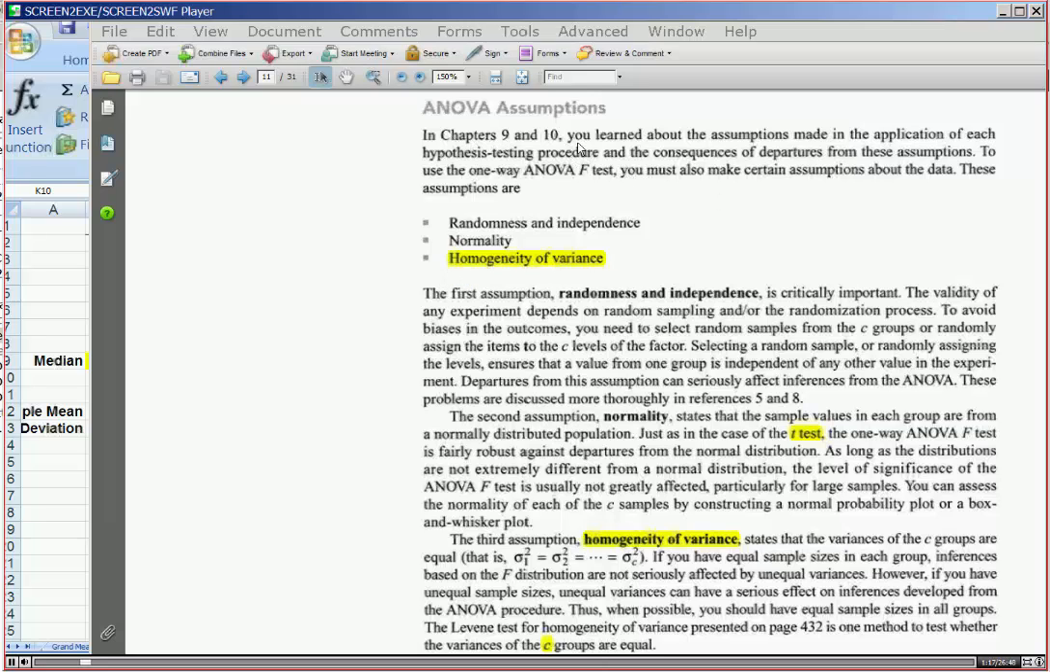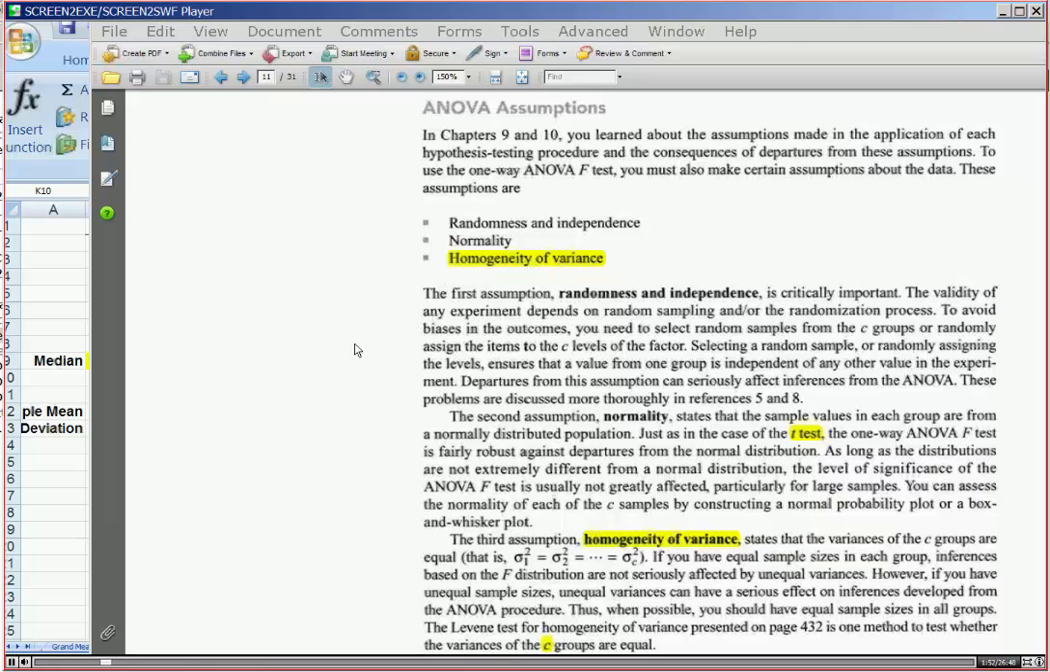In chapters 9 and 10, you learned about assumptions made in the application of each hypothesis testing procedure, and the consequences of departures from these assumptions. To use the one-way ANOVA F-test, and once again F-test has to do with the ratios between variances, you must also make certain assumptions about the data. These assumptions are randomness and independence, normality, and, this is what we are after, homogeneity of variance.